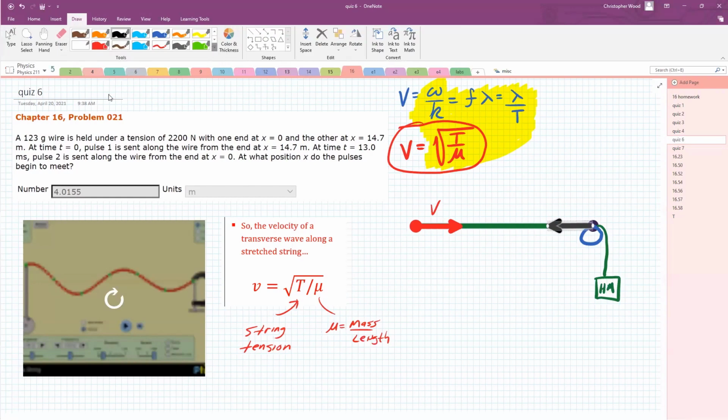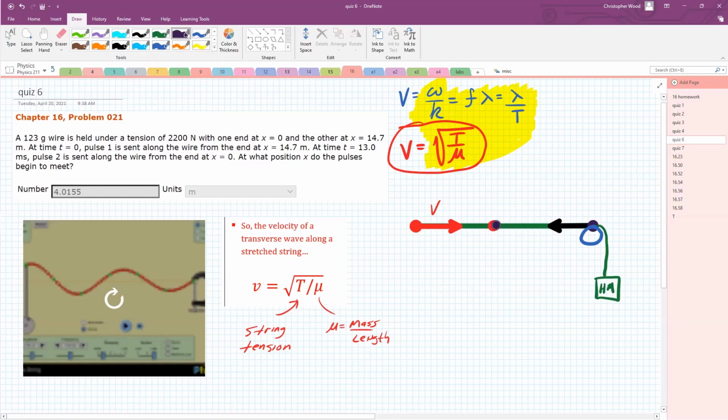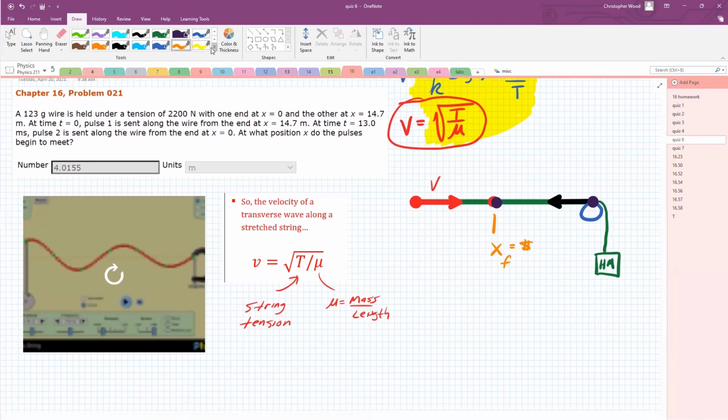They meet when the red pulse arrives to, say, there, just for example, and this blue pulse meets it. So those pulses meet. And the question is, where do they meet? What is this x location? That's our x final equals question mark. So let's do kinematics. This is the kinematics situation.